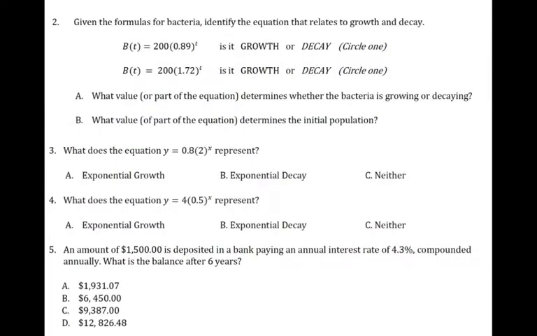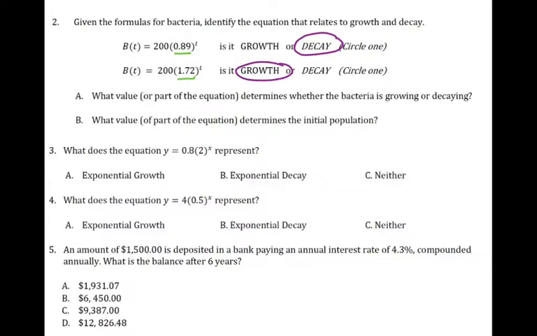Okay, number 2, given the formulas for bacteria, identify the equation that relates to growth and decay. So I have b of t equals 200 times 0.89 to the t. Anytime I'm trying to figure out if something is exponential growth or exponential decay, I need to look at my base. If my base is less than 1, that is going to be decay. If my base is greater than 1, that is going to be growth. So the 0.89 is less than 1, so that's decay. 1.72 is greater than 1, so that is growth.